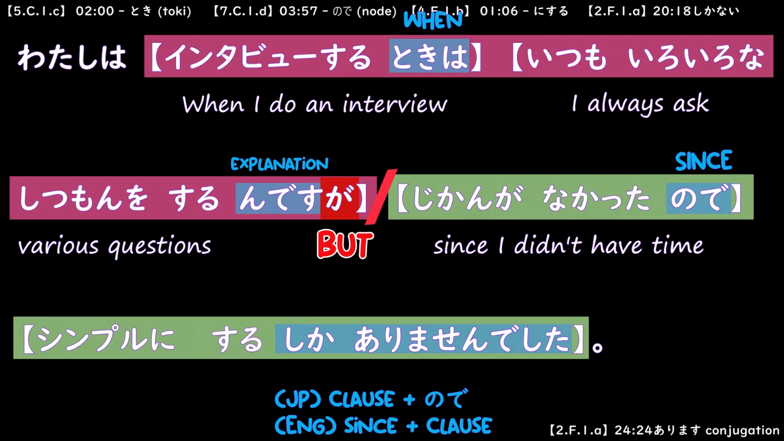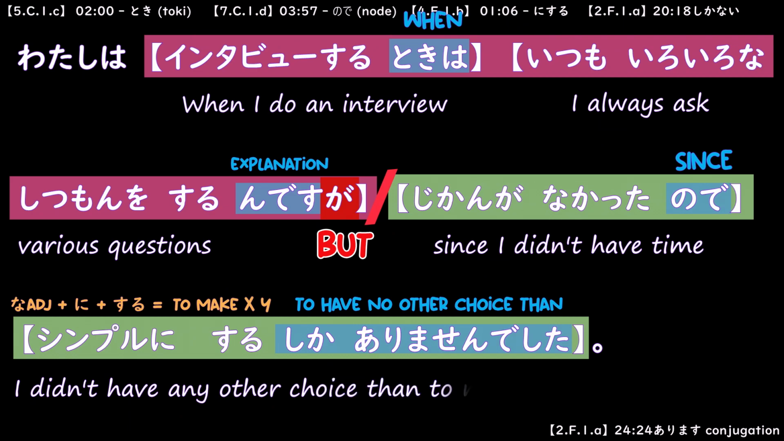And then the final bit with しかありません. So, to have no other choice than. We then have "I didn't have any other choice than to make it simple." You thus have: I always ask various questions when I do an interview, but I didn't have any other choice than to make it simple because I didn't have time.